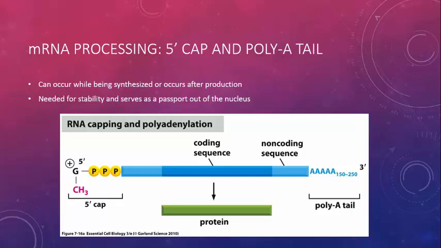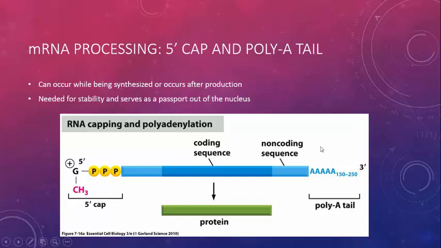This processing is much like being issued a passport. In order for the cell to keep the DNA in the nucleus and allow the mRNA to pass through the pores, there must be signals added to the mRNA molecule. There are 2 specific modifications made to the mRNA molecule. The first of these is the 5' cap. This cap consists of a guanine with a methyl group attached. This cap is added to the 5' end of the mRNA.